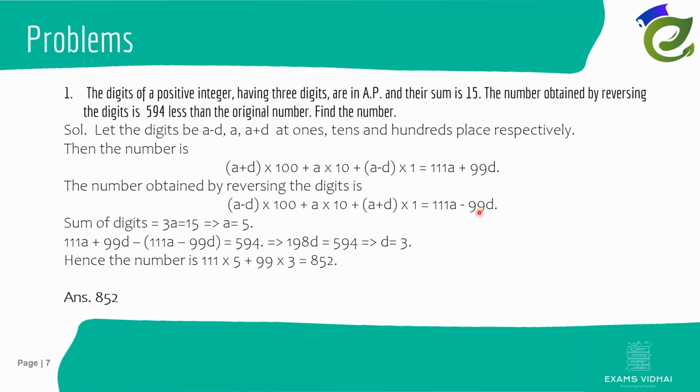Now we are given that the number obtained by reversing is 594 less than the original number. So this number minus this number would be 594. On solving, it will give you d is equal to 3, and we have already obtained a is equal to 5. So the number would be a plus d into 100 plus a into 10 plus a minus d into 1, or just use this expression, and you will get 852.